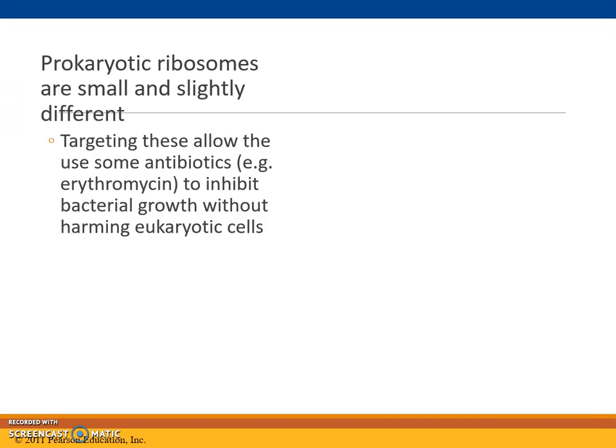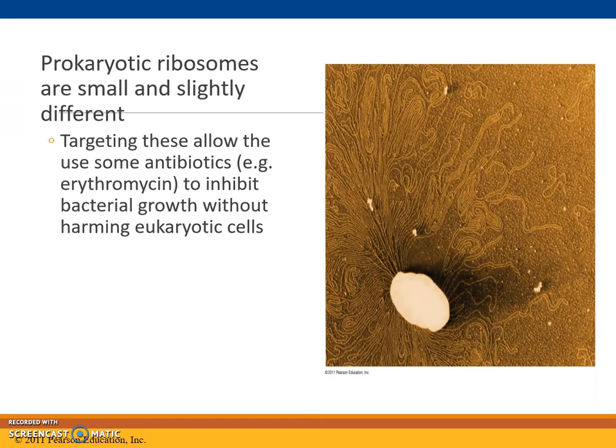Prokaryotic ribosomes are small and slightly different, and they're distributed all over the cytoplasm. Ribosomes, remember, help in the assembly of proteins, and proteins are required for the growth of bacteria. So it makes sense to make an antibiotic that targets ribosomes. Erythromycin targets and destroys the ribosomes, therefore preventing the assembly of proteins. As a result, the bacteria do not have the proteins to grow and die.